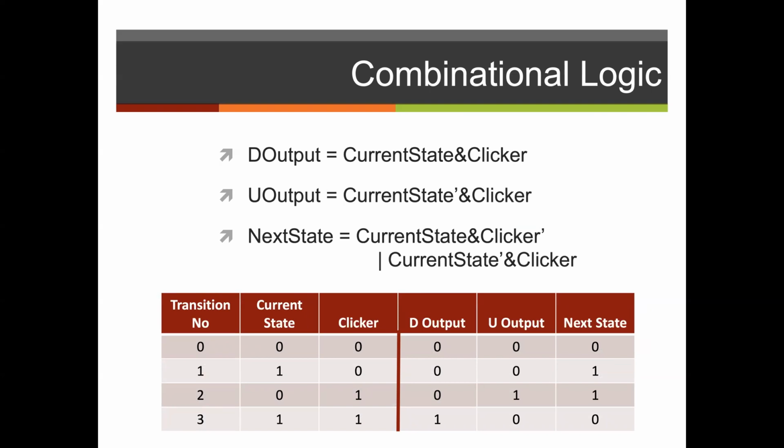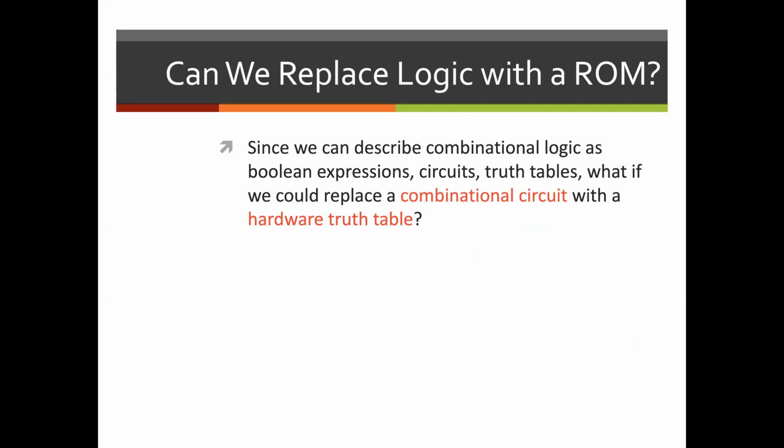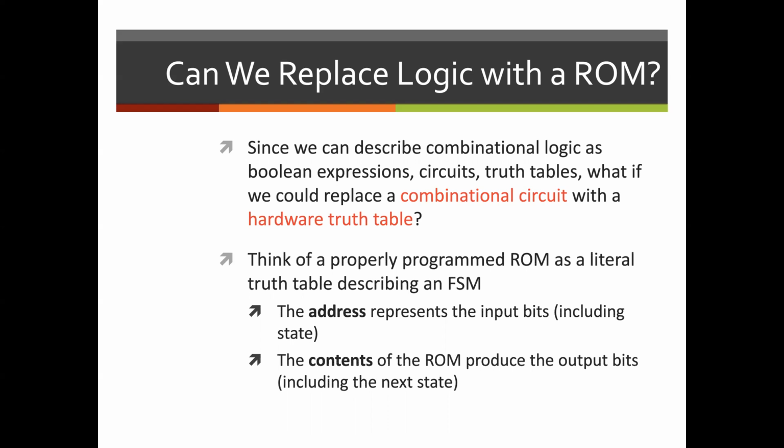And so some things that we want to keep in mind is we can describe the combinational logic as Boolean expressions, circuits, truth tables. So what if we could replace a combinational circuit with a hardware truth table? So instead of turning a truth table into circuitry, we can just put the truth table into hardware. And so the way that we can do this is by making use of ROM, or read-only memory, in order to mimic a truth table that could be used in a circuit.